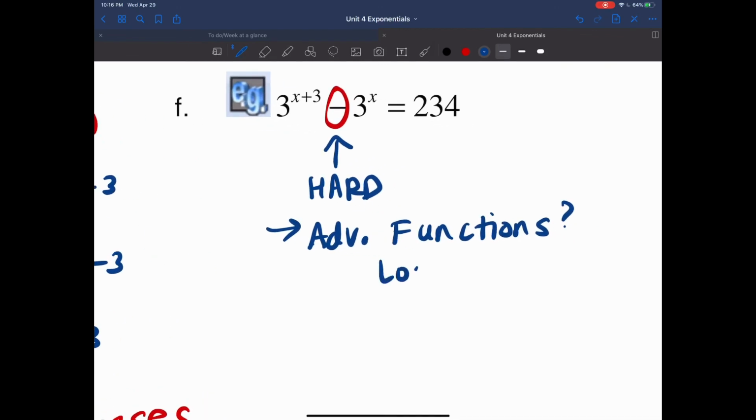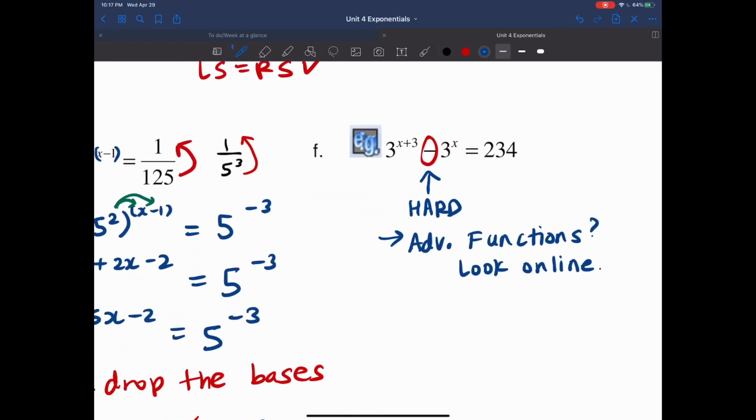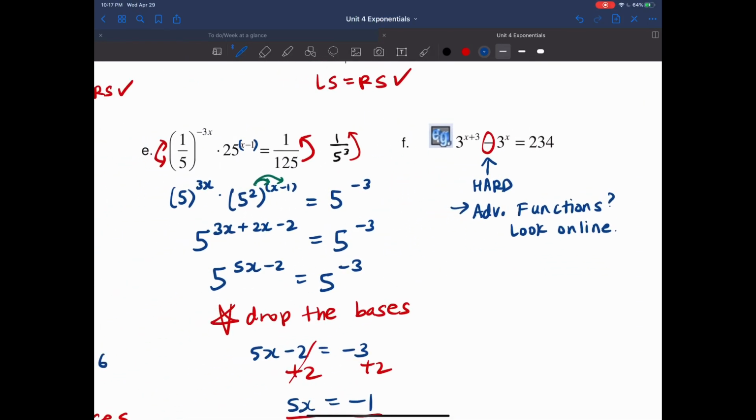So I'm just gonna leave it there and say this might require us to advanced function knowledge. And so I'm just going to leave it out in the open as like a line, because this might be more of an advanced function question, but I'll leave that as a cliffhanger.